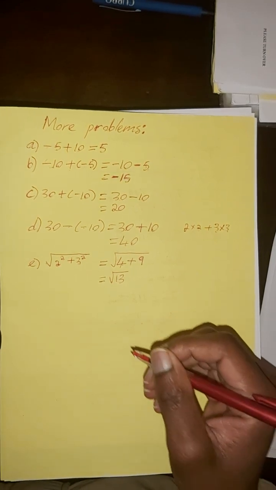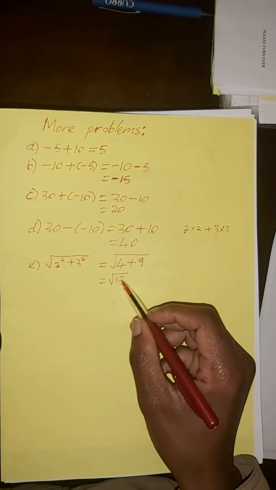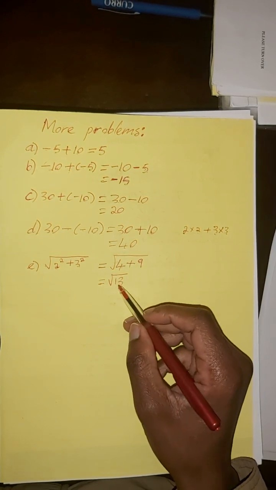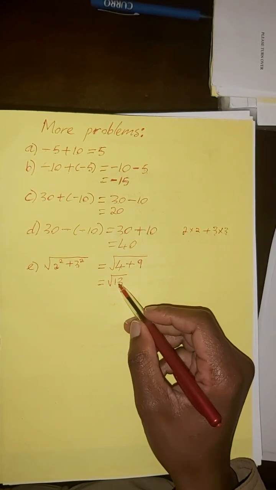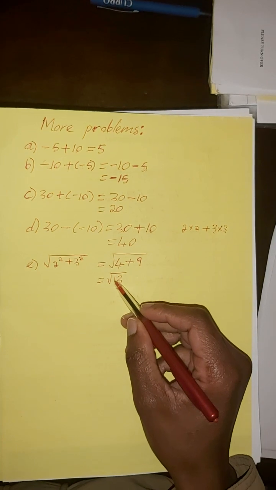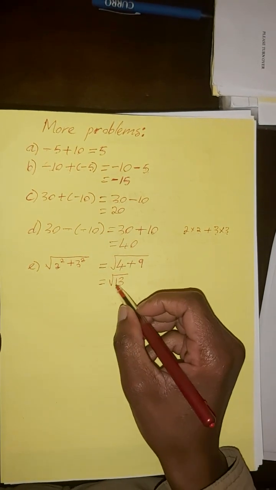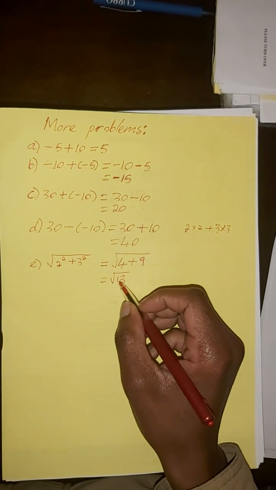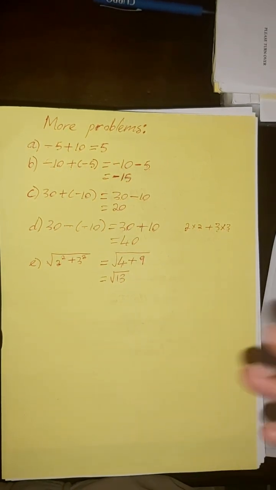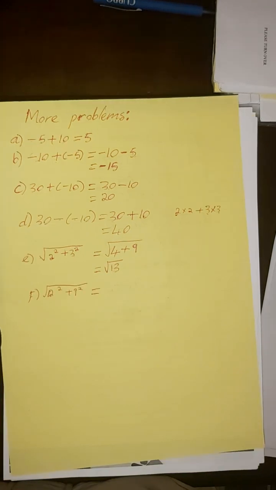And then when we proceed, we check: can we simplify this any further? No, it's impossible because this is not a perfect square number. 13 is not a perfect square number. So we would end our answer here. All right, let's look at another example similar to this one.